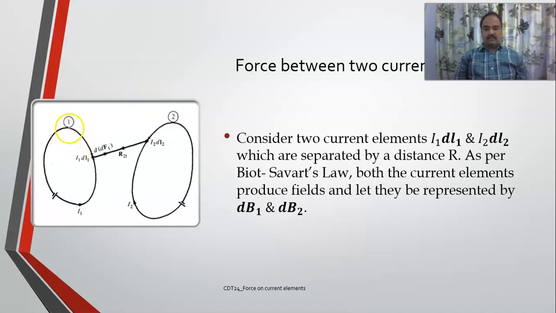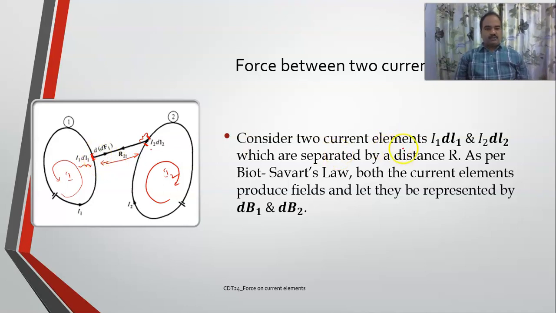Having said this, now let us see if we do have two current elements now. Now this is one current element which is allowing a current of I1 to pass through it, and this is another element I2. Now I am considering only a small part of this one. See, this particular portion only I am considering. I will take it as I1 dl1, and here also I will consider only a small portion which is I2 dl2. And I'll take that there is a separation of R between these two current elements.